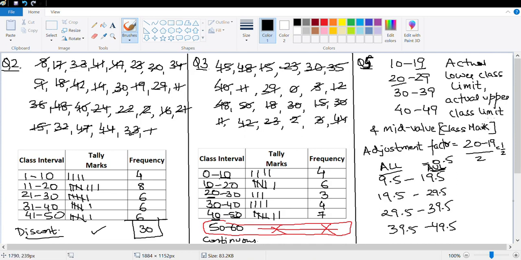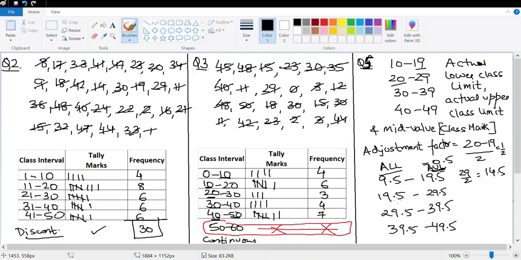Perfect. Now I need to find the class mark. So how do I calculate the class mark? I add this and I divide it by 2. So 19 and 9, 28. So 29 upon 2, which is 14.5. I could have added this as well. 19 plus 10, 29 upon 2, 14.5.